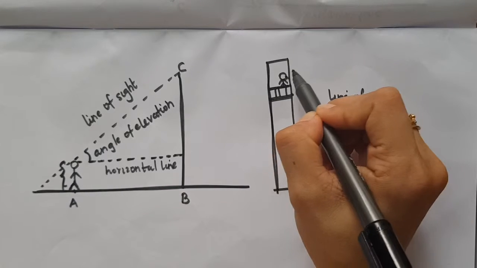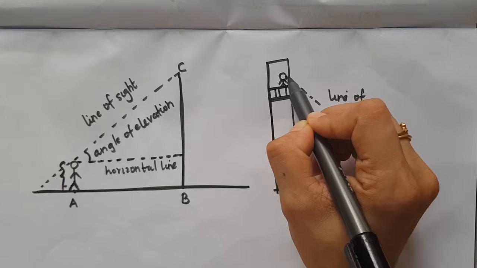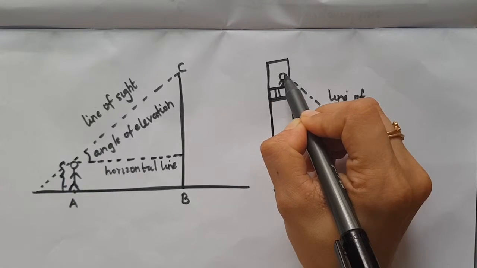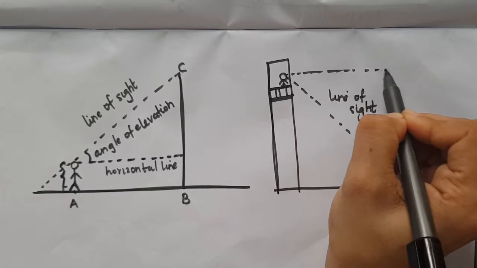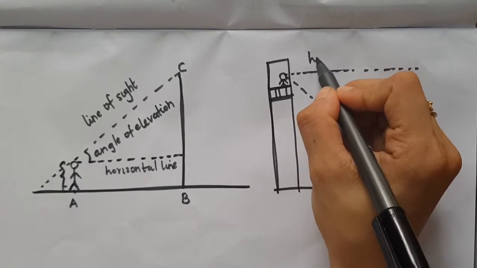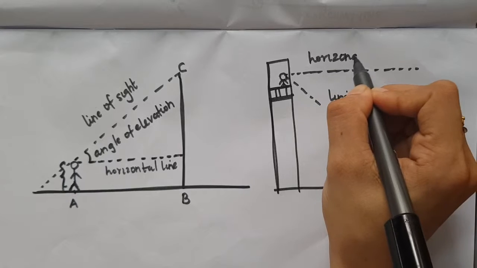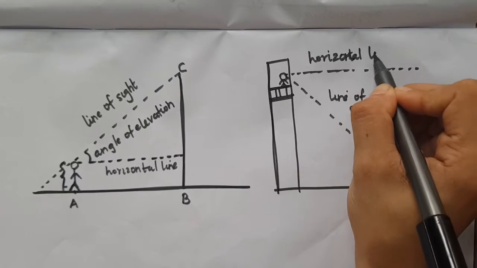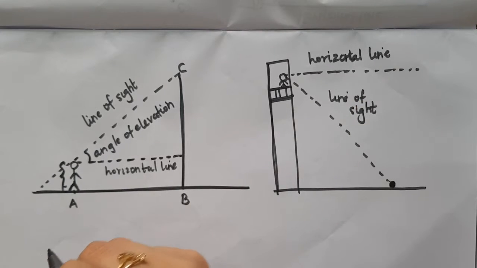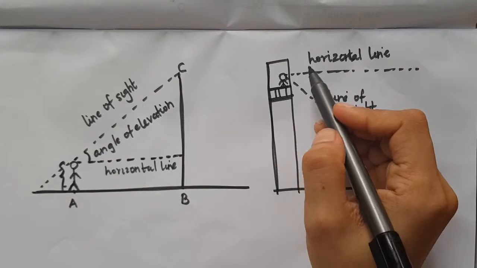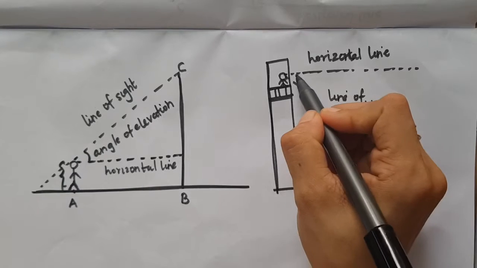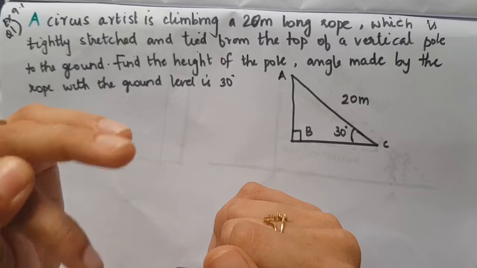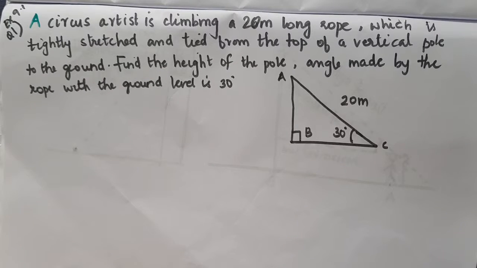So when you look straight from the balcony, that is your head straight and your eyes straight, this is the horizontal line. The angle formed between the horizontal line and the line of sight is called the angle of depression.